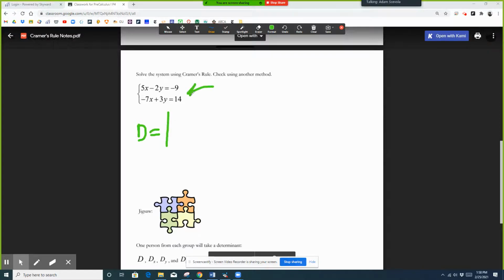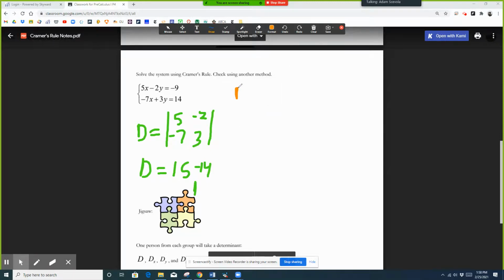So this is already in standard form, so you don't have to add or subtract anything. So the first column is going to be 5 and -7, and then the next column is going to be -2 and 3. All right, and then we can find that number, and that comes out to be 15 minus 14, so that's 1. So that's nice. D is 1, so we'll be dividing by 1.